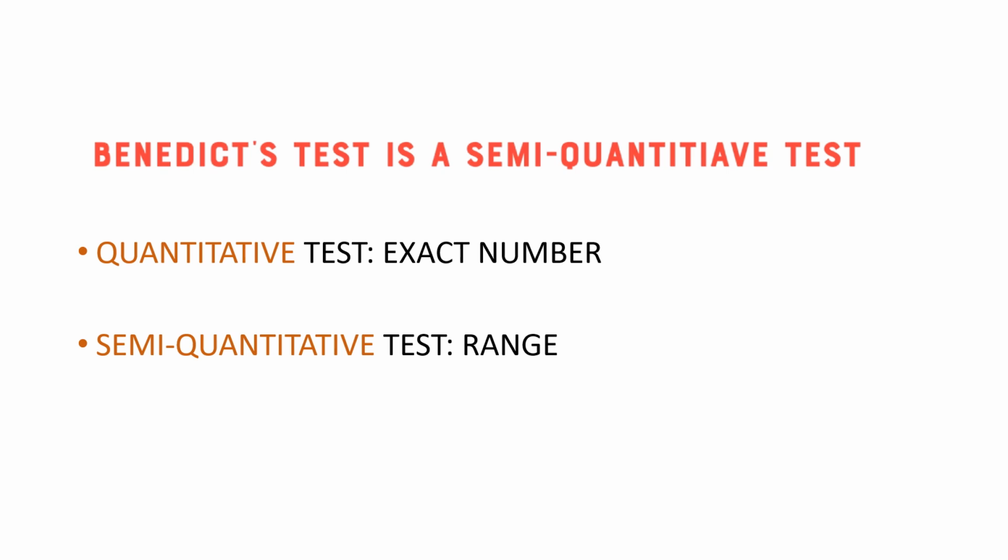Now I'll give you an example. Say a quantitative test reveals that your value is 129 units. In the same test done semi-quantitatively, it will not give you the exact number, but rather a range, for example, 100 to 150. So our Benedict's test is a semi-quantitative test.